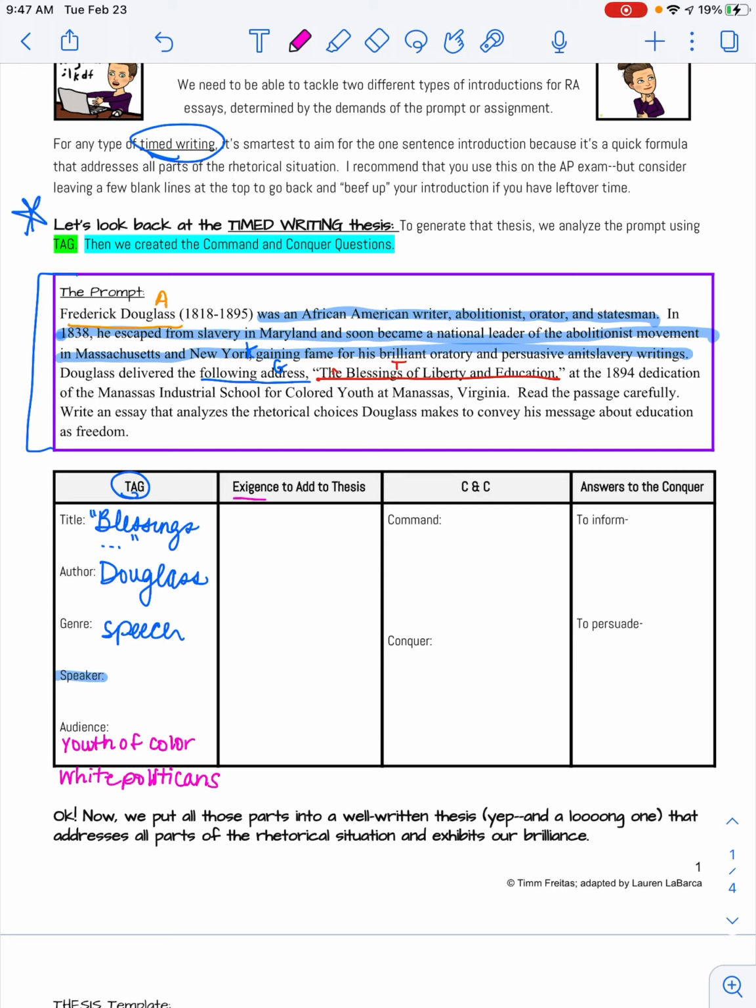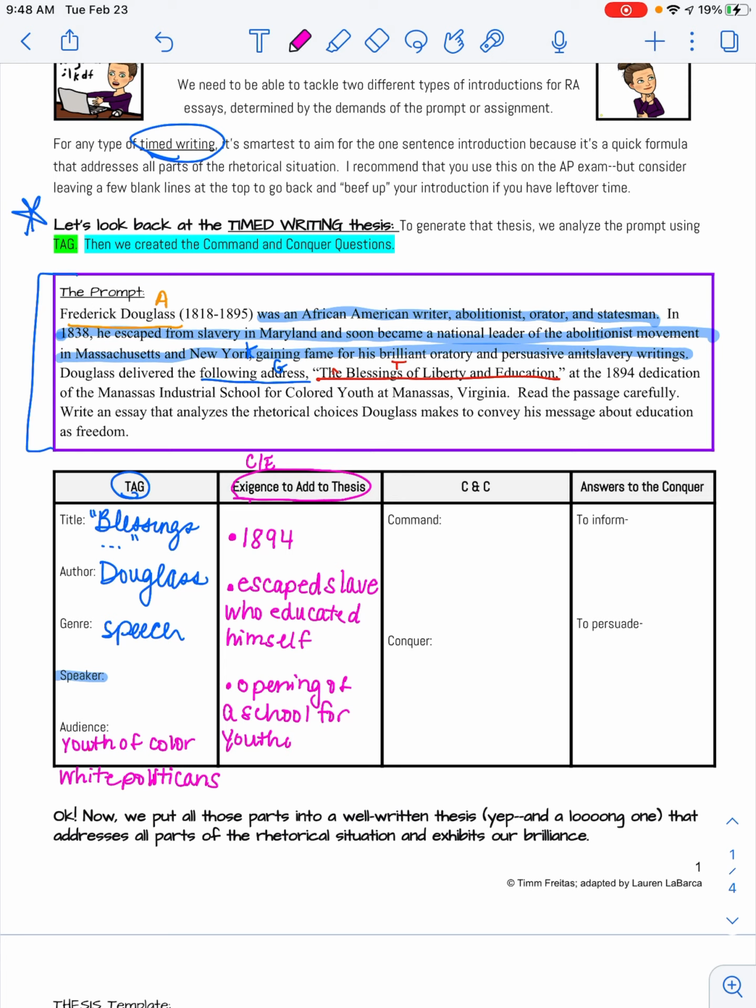Now, if we look at exigence to add to our thesis, we can think about this not as cause and effect, but as context and exigence. We want to think about the following things. Some of this we have in our chart already. Maybe I want 1894, right? We want to represent that with our date. Maybe that he was an escaped slave who educated himself, and now this is the opening of a school for youth of color.